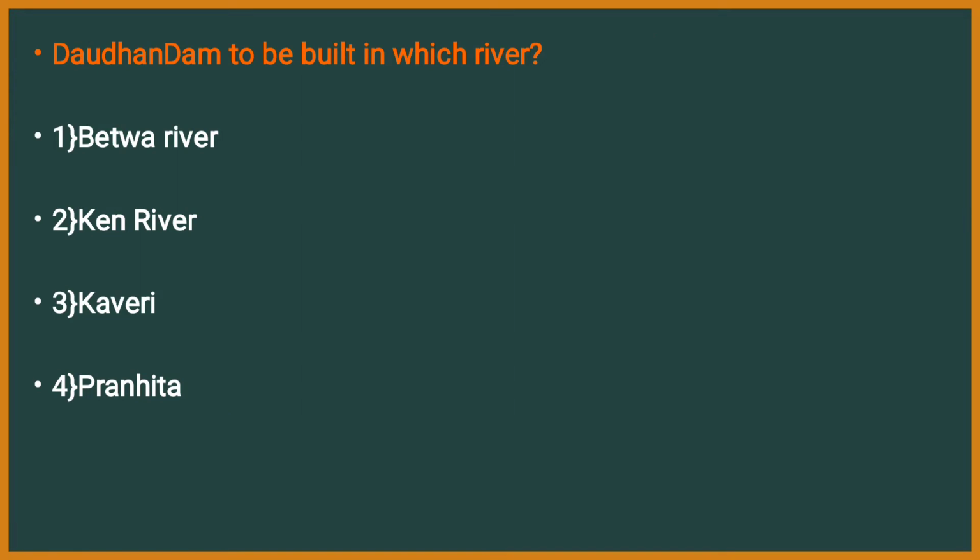The Dahudan Dam is to be built on which river? Betwa River, Ken River, Kaveri, and Pranita. Here the answer is Ken River, right? Why was this in news? Because this dam that is being built will be passing through the Panna Tiger Reserve and will be consuming some of the forest, and for that environmentalists are opposing this scheme. That's why this is in news. And do remember, the Dahudan Dam is to be built on the Ken River.